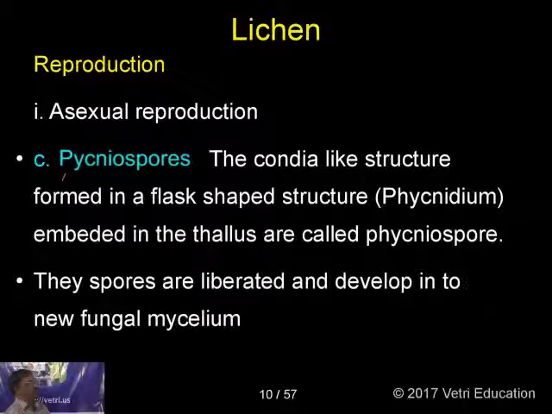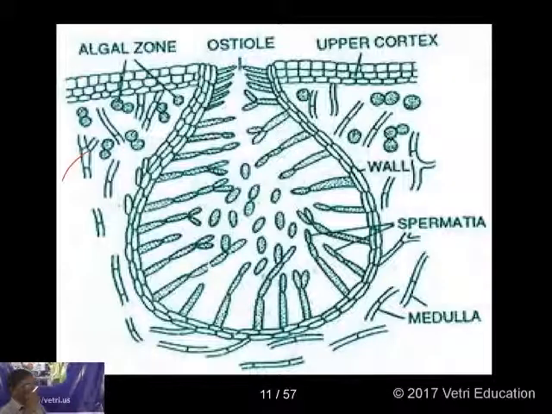Pycnospores are conidia-like structures, but they are developed in a flask-shaped structure that is called a pycnidium. Inside you can find a number of chains of conidia-like spores. They will be removed and liberated and form a new mycelium. This you can see here. So look here, it is a bowl or flask-like structure. This is called the pycnidium.